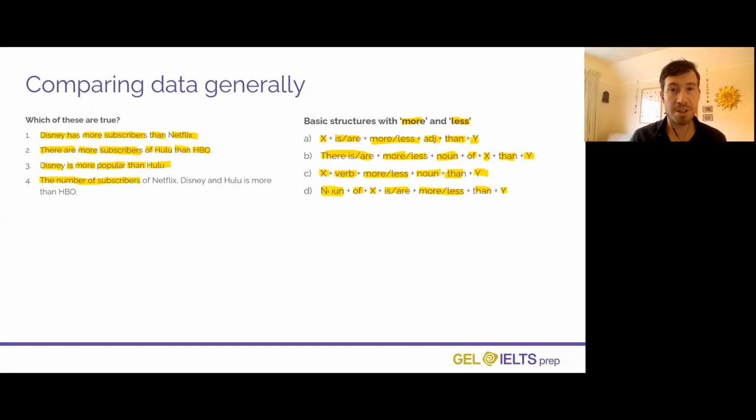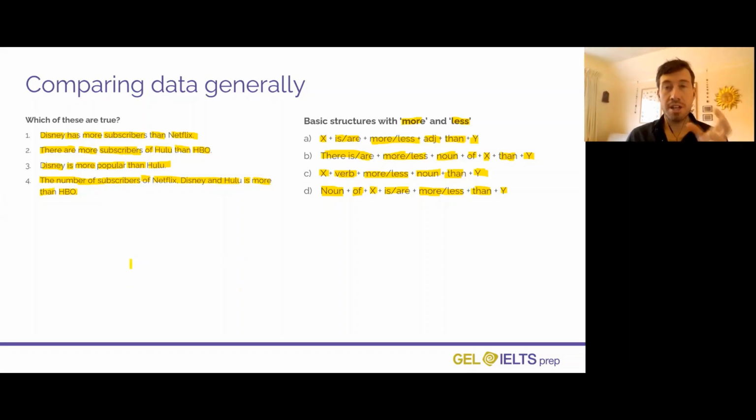The number of subscribers, that's the noun. Of, here we go, is of. Netflix, Disney, and Hulu, that's what we're using for X there. Got three things there, but they're all X together. Then we've got is more. I've got more here. Than, I've got than here. And finally, the Y is HBO. That's another structure that we can use.